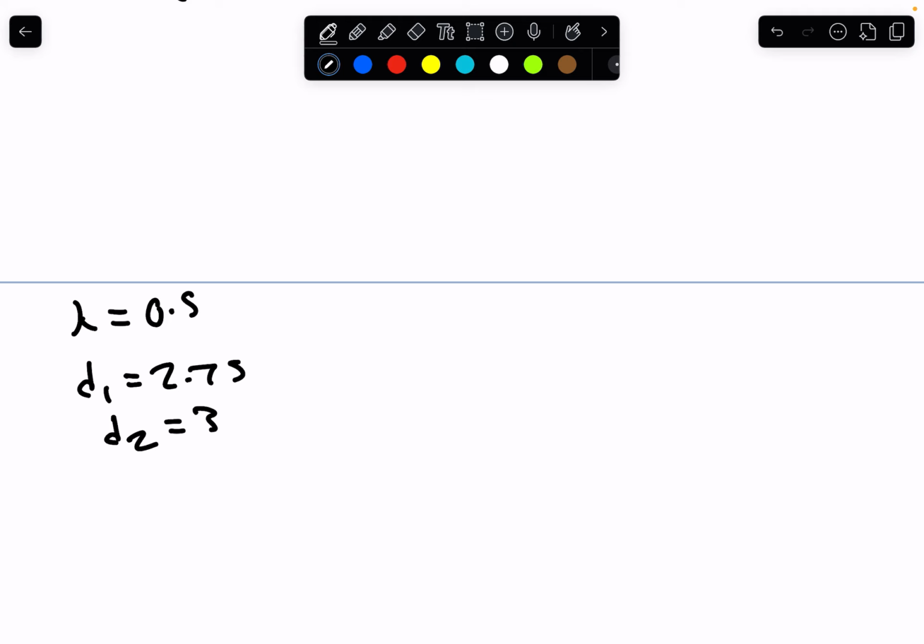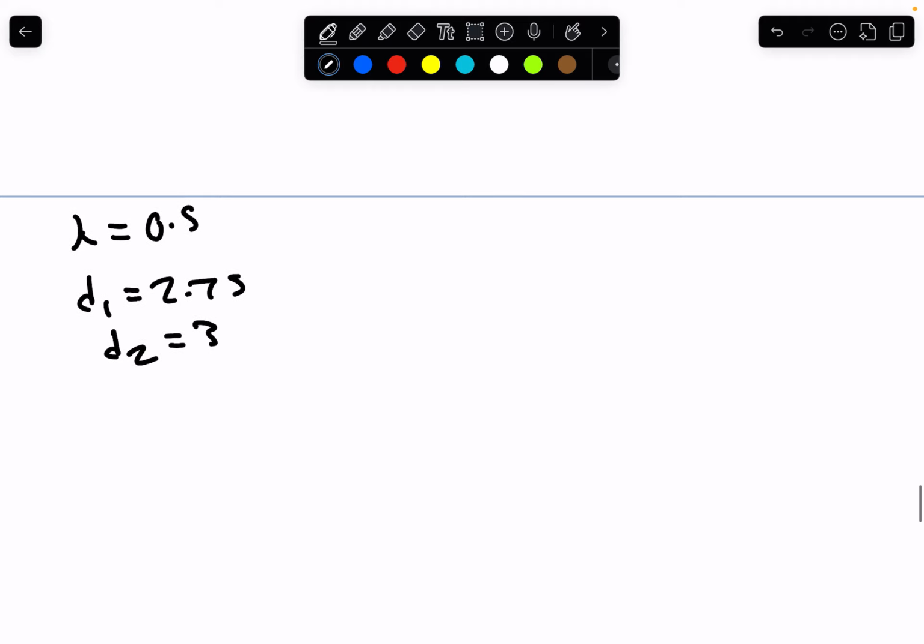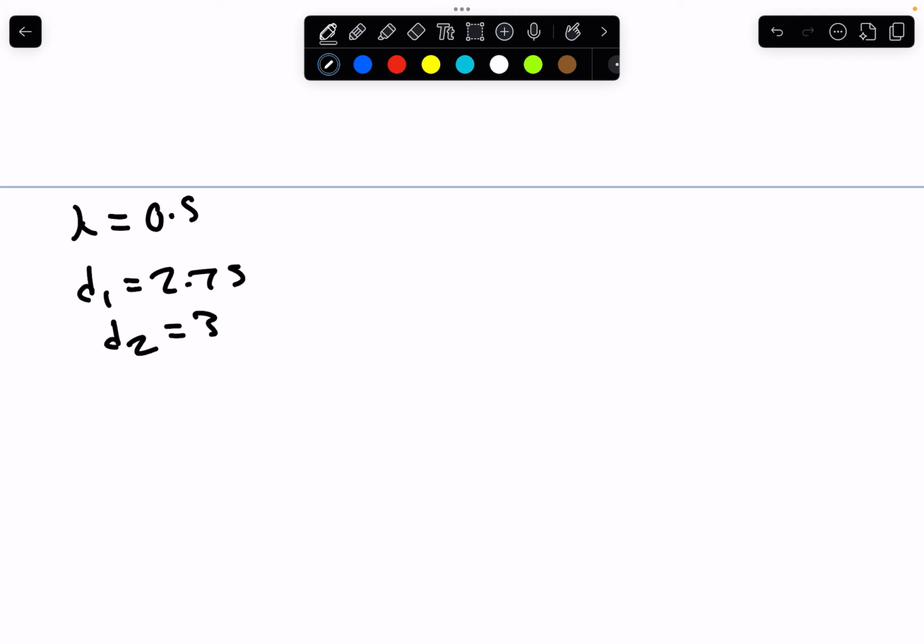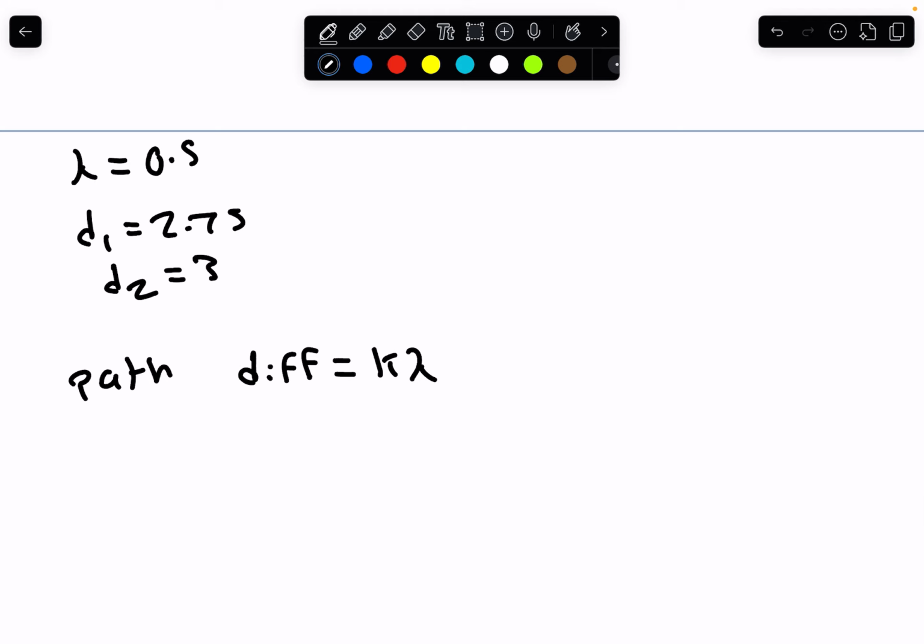So when the phase difference is lambda over 2, it automatically means that destructive interference will occur, and that is one of the answers here. If the phase difference, I'll tell you something very easy. If the phase difference, or path difference, path diff equals k times lambda, where k is an integer, this means constructive.